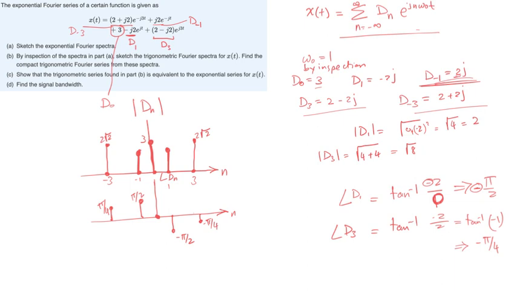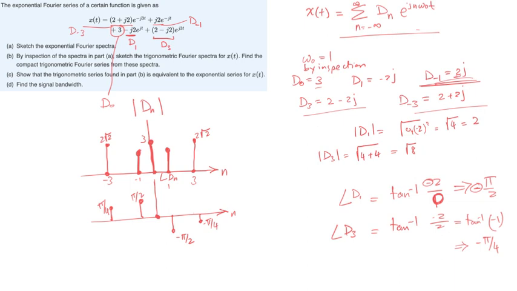And then it says, after sketching the exponential spectra, by inspection of the spectra in part A, sketch the trigonometric Fourier spectra of x of t, and find the compact trigonometric Fourier series representation. So how do you do that? How do you get the trigonometric from the exponential? Let's do the compact one, for example.